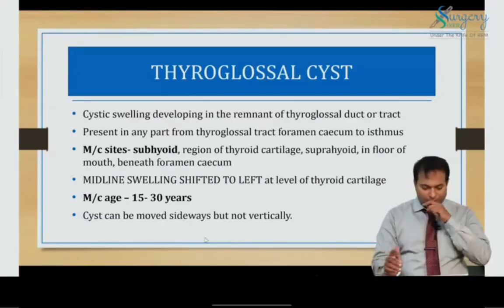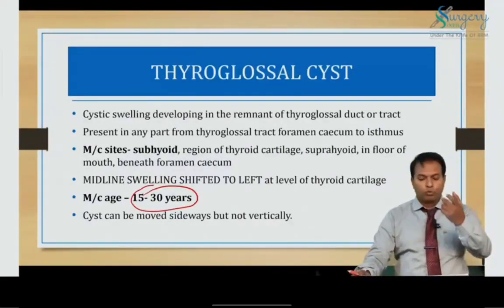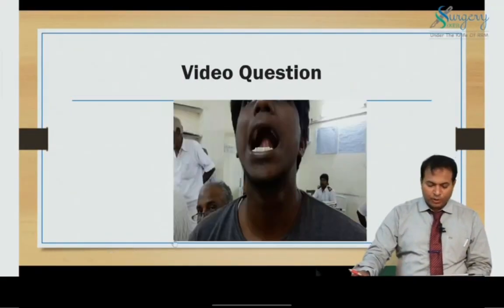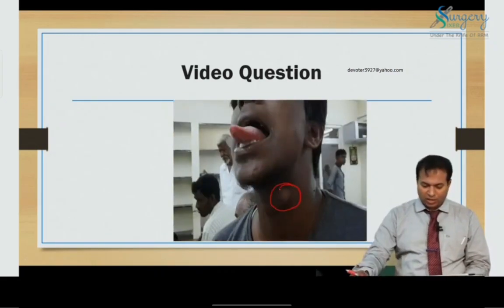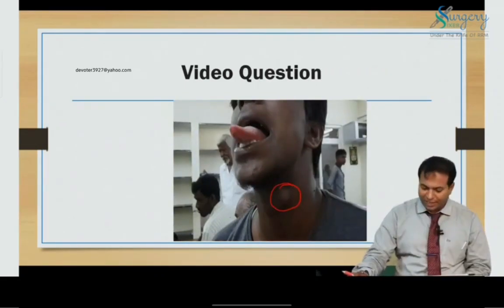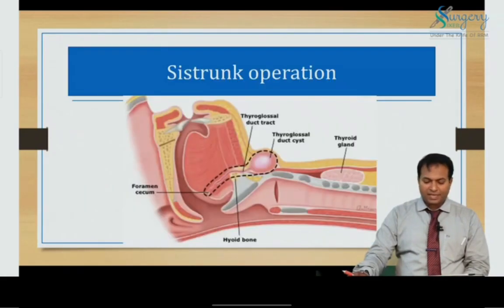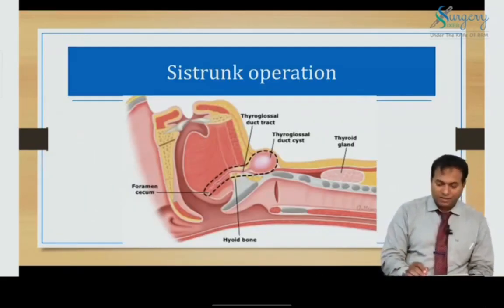So thyroglossal cyst, I told you it is common in 15 to 30 years. It moves on protrusion of the tongue, and this is a patient with a thyroglossal cyst. You can see a video showing a thyroglossal cyst in one of my patients. As he protrudes the tongue, you can see how nicely the swelling is moving. So, a typical thyroglossal cyst. It's a video question you can get in the exam. Okay, so these are the various complications, and in the Sistrunk operation I told you we have to remove the entire duct and the cyst with the central part of the hyoid bone.